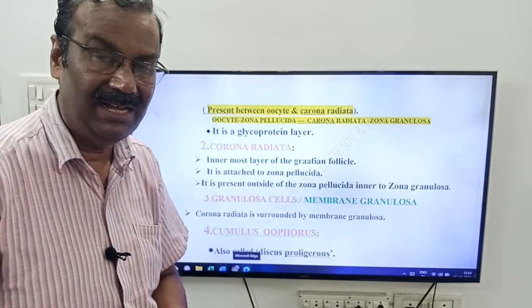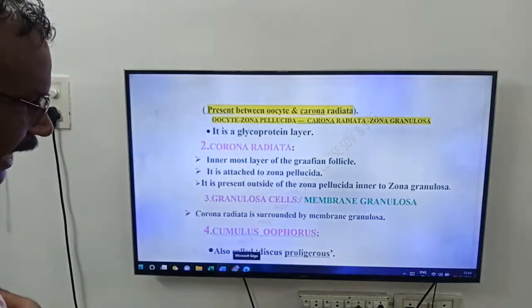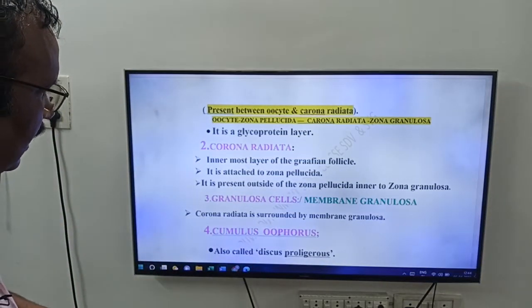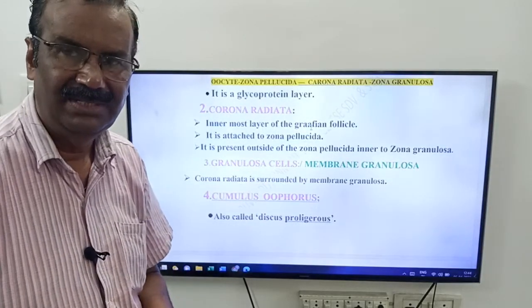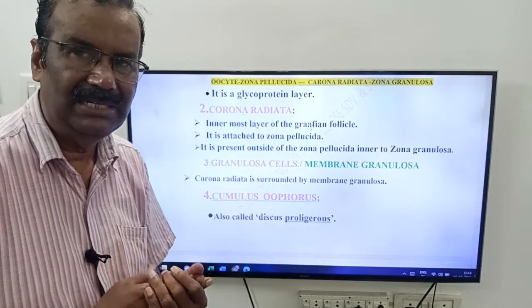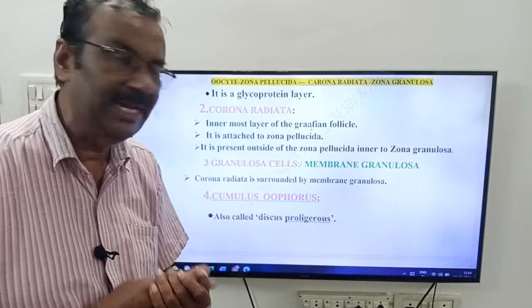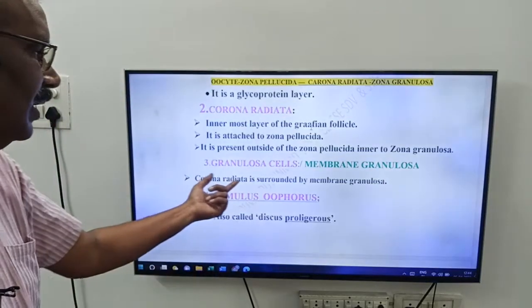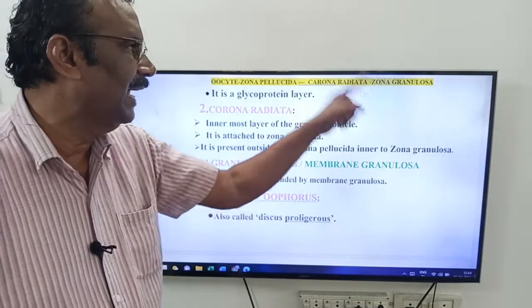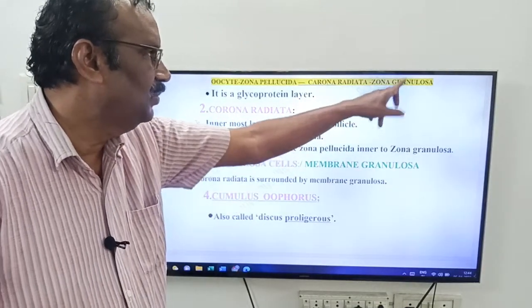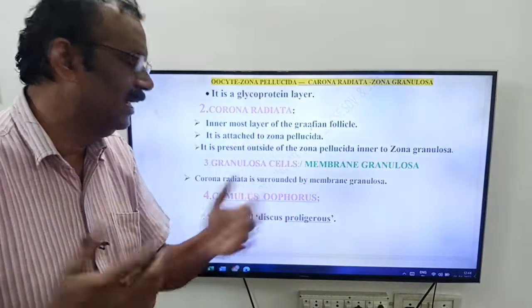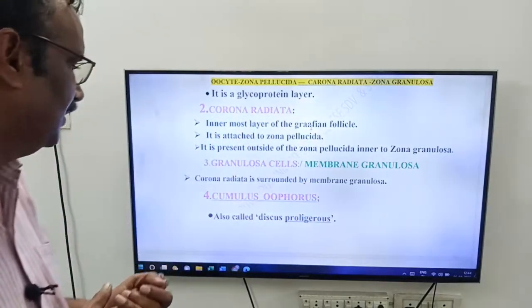Next, friends, come to the granulosa cells. The third one is also called membrane granulosa. Corona radiata is surrounded by membrane granulosa. See friends, corona radiata is surrounded by whom? Zona granulosa or membrane granulosa or granulosa cells.